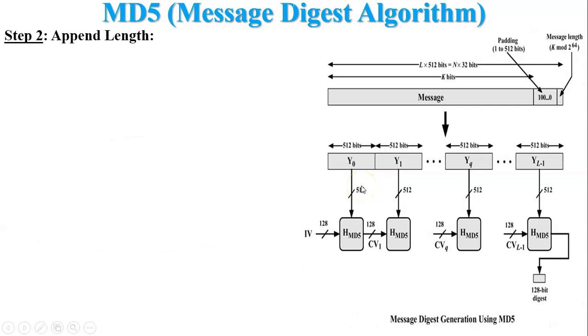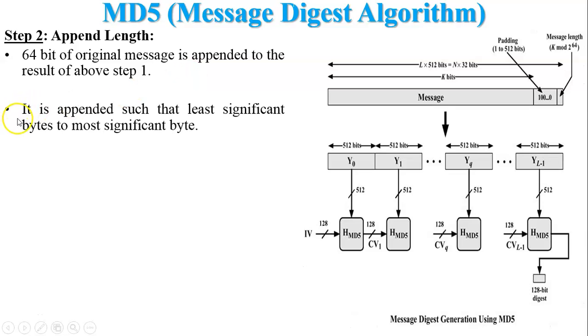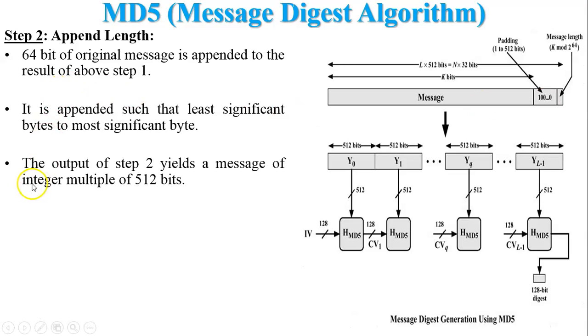Second step, step number 2, appending a length. A 64-bit representation of the original message length is appended to the result of step 1. It is appended such that the least significant byte comes first, which means the length of the message is appended as least significant bits. This increases the complexity of the algorithm. The output of step 2 yields a message of an integer multiple of 512 bits.